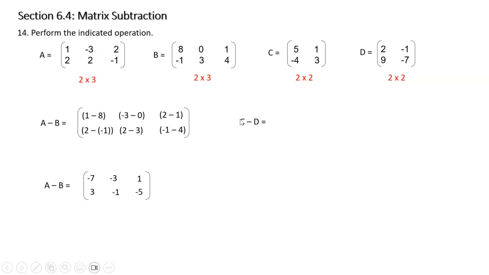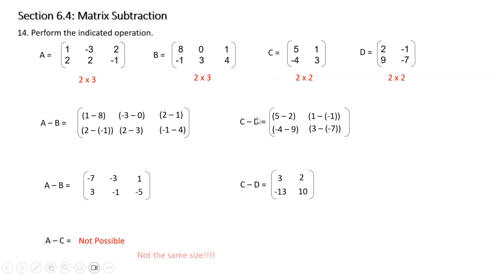Okay, now let's subtract C minus D. It's going to be 5 minus 2, 1 minus negative 1, negative 4 minus 9, and 3 minus negative 7. And here's my result. It's going to give us 3, 2, negative 13, and positive 10. That's your solution. Can we subtract A minus C? A is a 2 by 3, C is a 2 by 2, so no, it cannot be done because they're not the same size. Okay, and that's how you add and subtract.